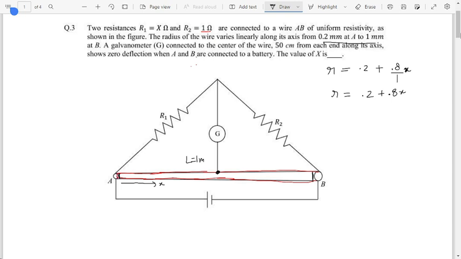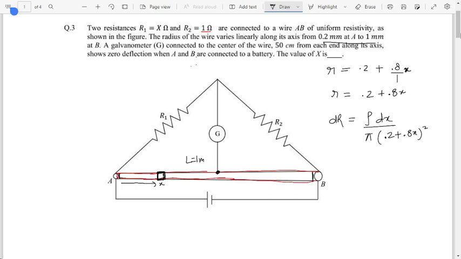Now if I go to a distance x and take an element dx, what is the resistance of this small element dx? We can say that dR is the resistance of this small element dx. That will be equal to resistivity rho into the length, which is dx, divided by the cross sectional area. Cross sectional area will be pi r square, so pi into r square, where r means (0.2 plus 0.8x) whole square.